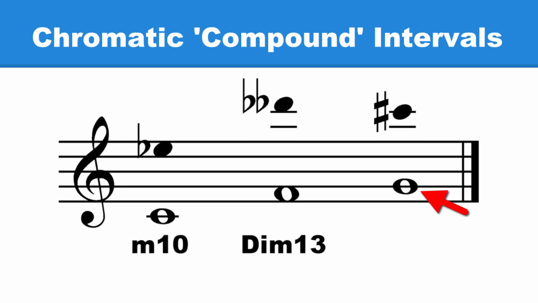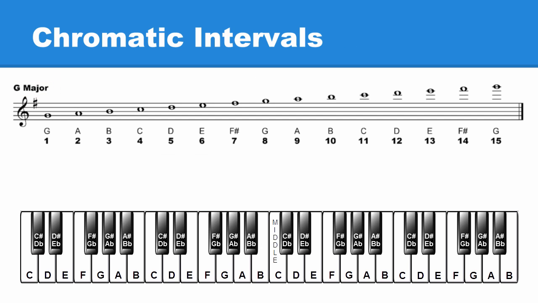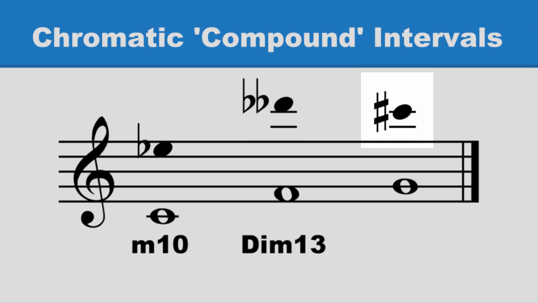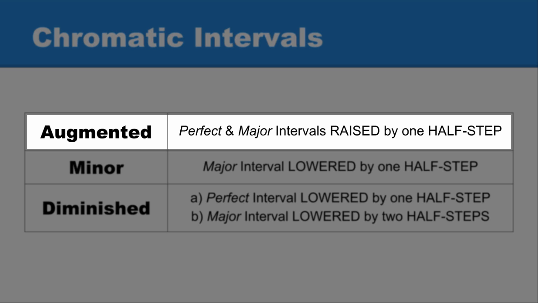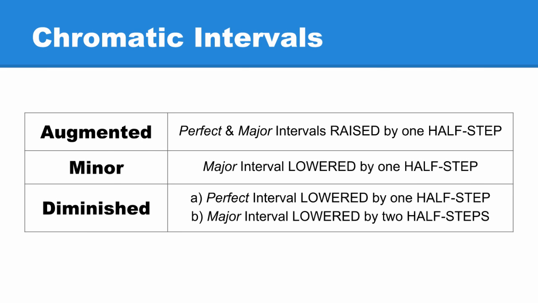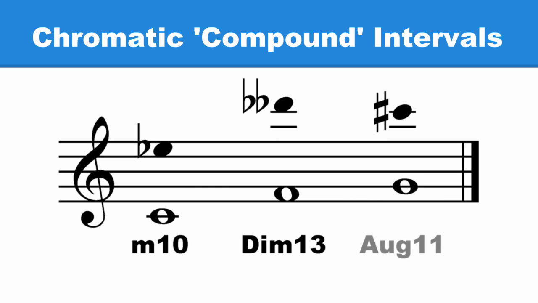The last interval has G on the bottom and this C sharp on top. G on the bottom, G major scale. Looking at the G major scale, we see there's a C, but no C sharp. C sharp is not in the G major scale, so we know it's a chromatic interval. The G major scale has this C, which is a perfect 11th, but since this C has a sharp in front of it, it's been raised by 1 half step. Any perfect interval raised by 1 half step becomes an augmented interval. The name of this interval is an augmented 11th.